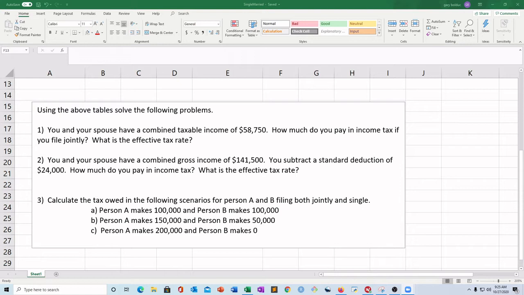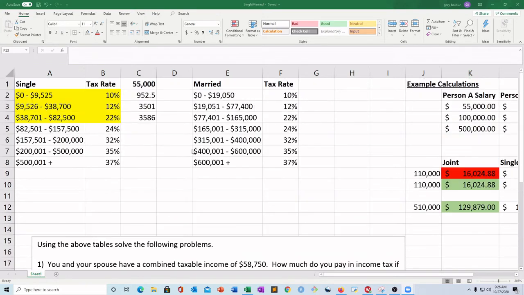So number 1 says, you and your spouse have a combined taxable income of $58,750. How much do you pay in income tax if you file jointly? What is the effective tax rate? So 2 questions here. So let's start with the first one. So we are going to do it together, jointly. So that means take our income, we can put it up here so that it's easier to look at, $58,750.